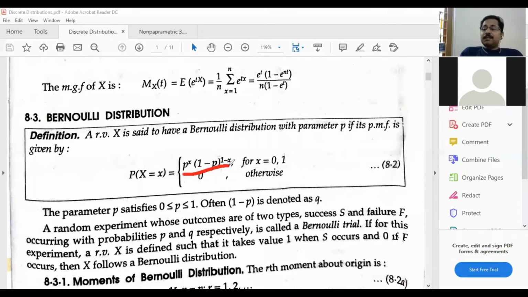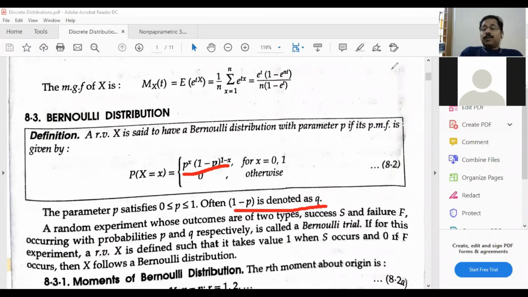Okay. Here X will take only two values. That's important. X takes only two values, 0 and 1. These are the two values allowed for the distribution. That is, X is a dichotomous variable. X will take only two values, 0, 1, present, absent, that way. And its PMF is P raised to X into Q raised to 1 minus X, where Q is 1 minus P. 1 minus P is usually denoted by Q.